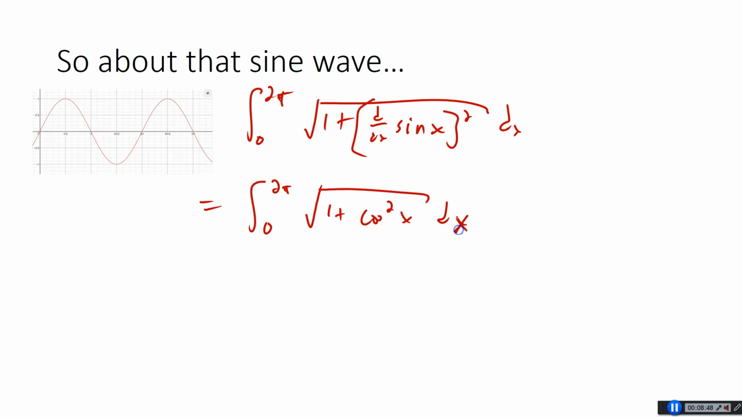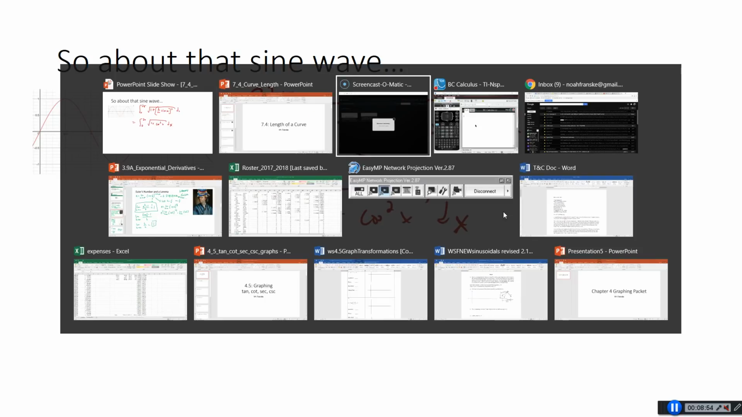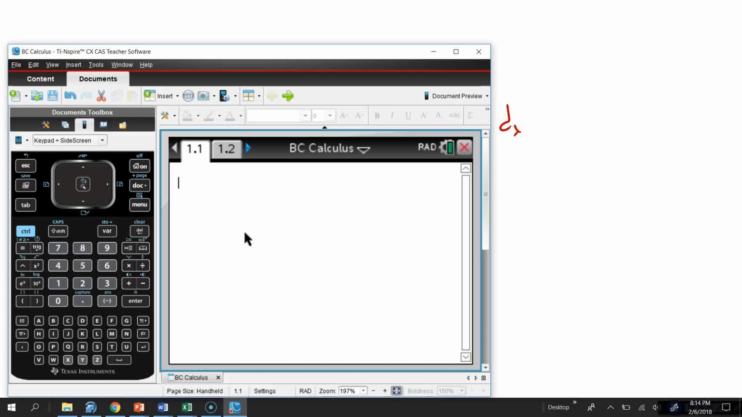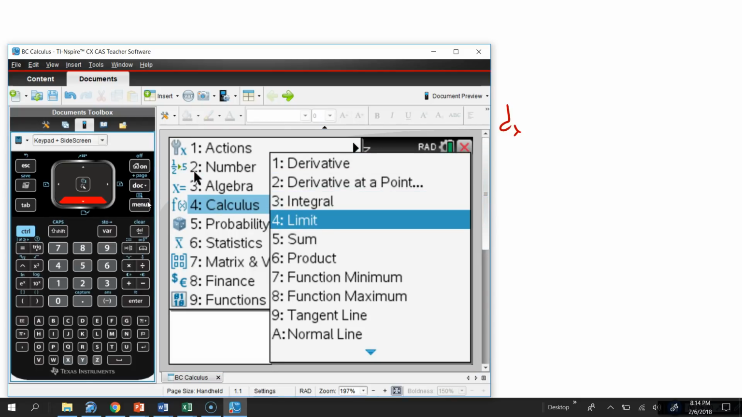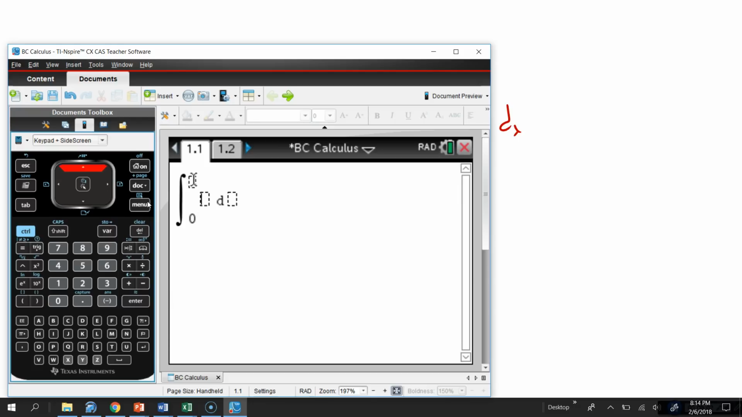Now there's no nice trig formula to combine this. I wish there was, but we're going to have to go to a calculator to be able to do this. I think I've got mine queued up here. There it is. So I'm going to do the integral. So menu, calculus, integral, 0 to 2 pi. Pi is next to the h. There it is. Square root is control square.